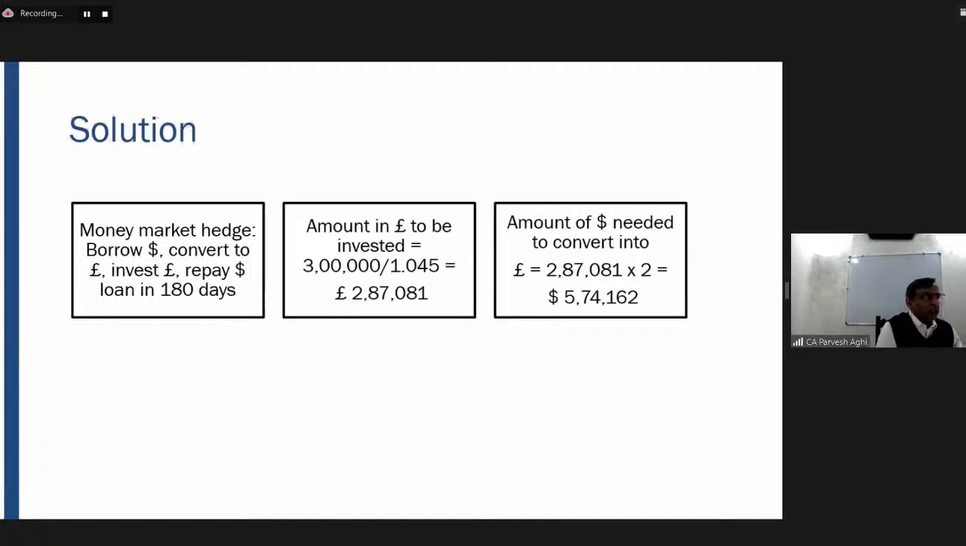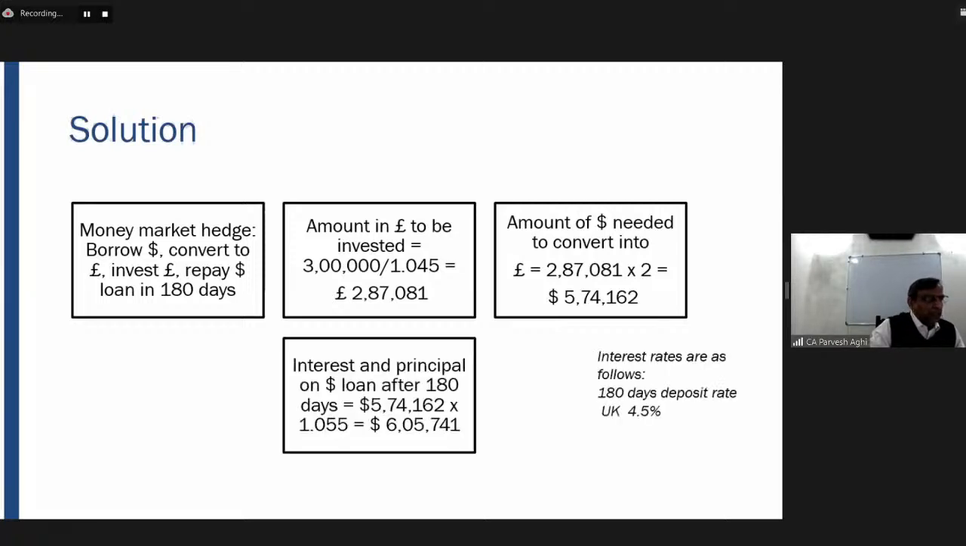Amount of dollars needed to convert. You are first going to convert into dollars, the money you need to buy pounds. The spot rate given is 1 pound equal to $2. So 2,87,000 pounds multiplied by 2 gives 5,74,000. These are the dollars you would have to borrow in America. Interest and principal on the dollar loan after 180 days.